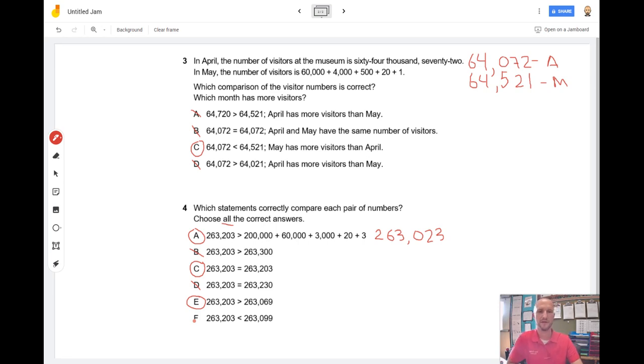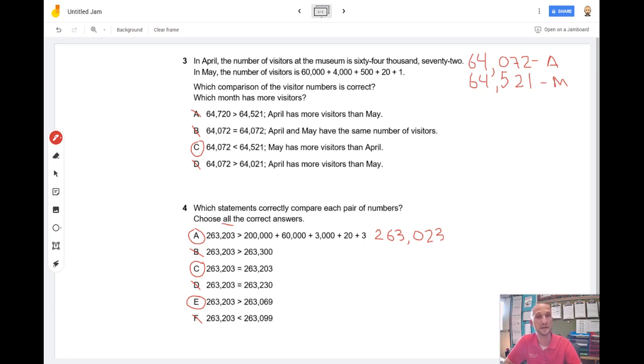And finally, F. 263,203 is less than 263,099. Thousands period is the same. Here I have 200s. Here I have no hundreds. So that is not true. Okay, so A, C, and E are our correct choices there.